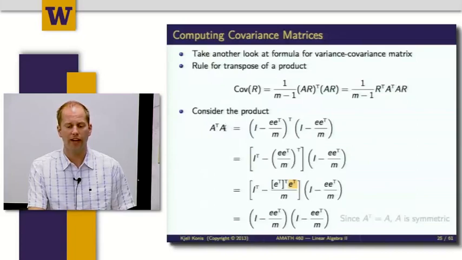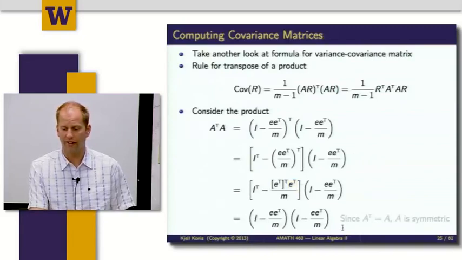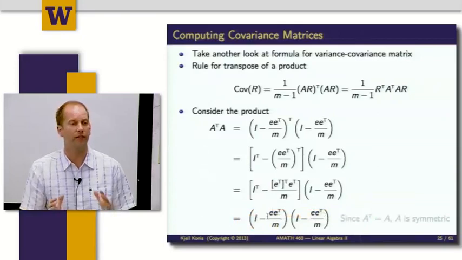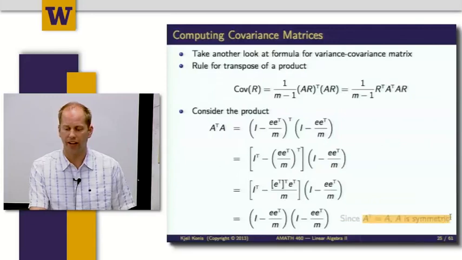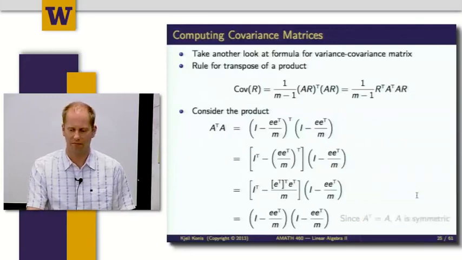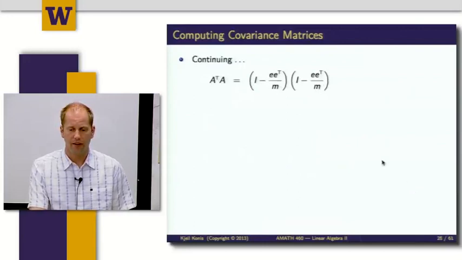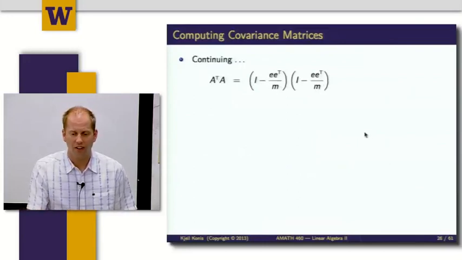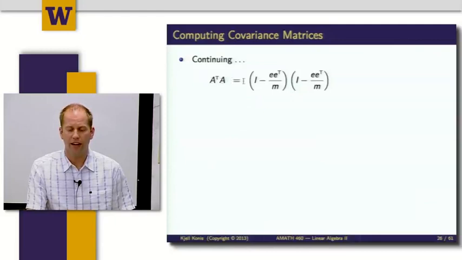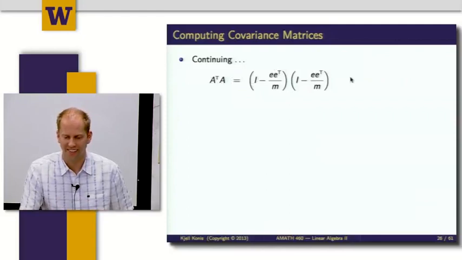So A transpose A is also equal to A squared. What I've really done here is I haven't touched this second A. All I've done is operate on this first part of the product and show that A transpose is equal to A. So that tells me that A is symmetric. But that's not all yet. So I have A transpose A is equal to I minus E, well, you can read it now.